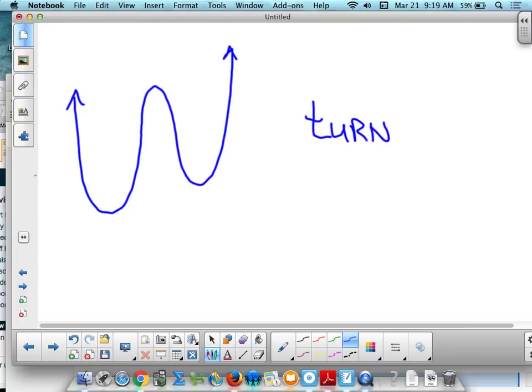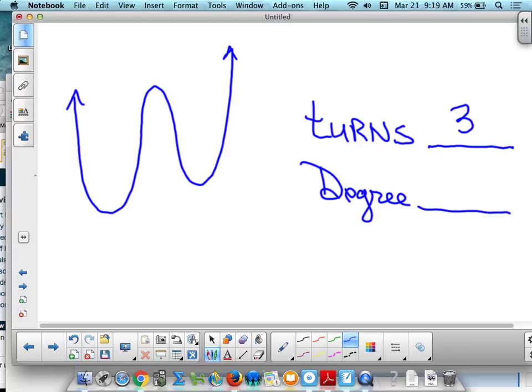Noah, how many turns do you see? 3. Okay. Noah, what degree could it be? Watch this, guys. 1, 2, 3. He was right, but what degree could it be? 4. He says 4th degree.